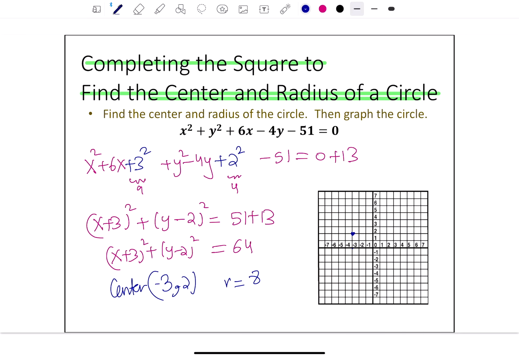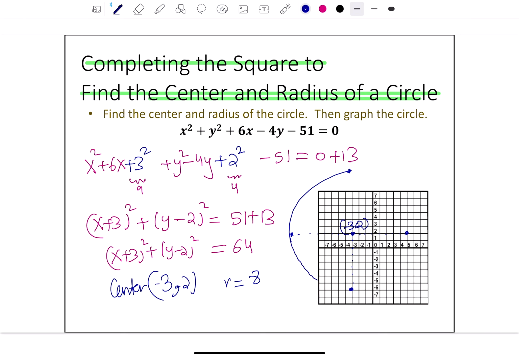That means I can go 8 left, 8 right, 8 up, 8 down. I'm just going to mark those coordinates now. So negative 3 and 2. When I go up and down, 1, 2, 3, 4, 5, 6, 7, 8. And the same in the other directions, 1 through 8.